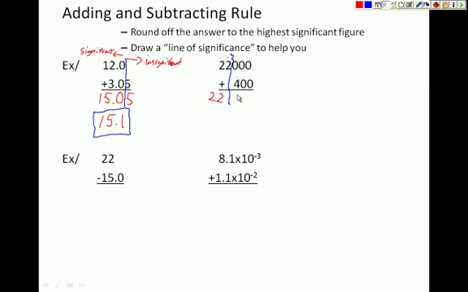So 22,400. Again, everything on this side of this line is insignificant. Everything on this line we want to keep. So 22,400, well, this is below halfway, so it just becomes 22,000. And that's actually the answer. So 22,000 plus 400, 400 is just insignificant, and so 22,000 plus 400 just equals 22,000. No change.